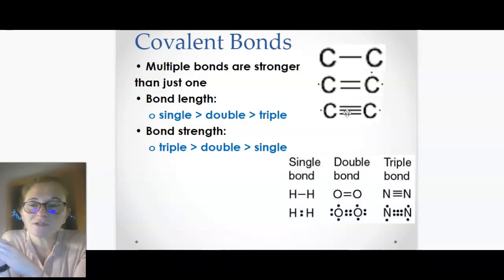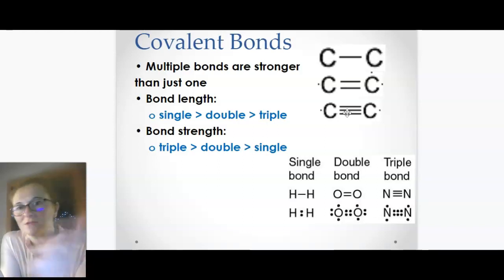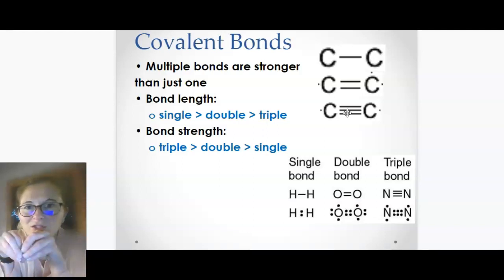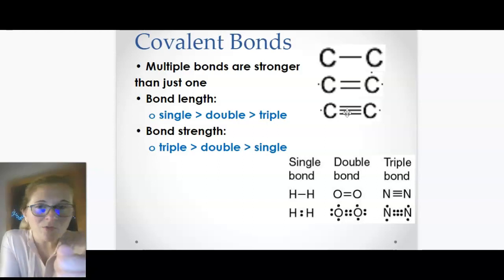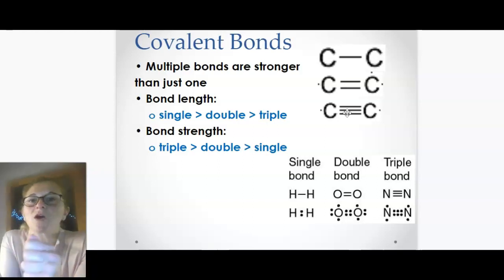And this just makes sense if you're holding one hand with a friend. That would be like a single bond. And if you started spinning around in a circle, it would be easy for you guys to break that bond and spin off. But if you're holding two hands, double bond, spinning around, it's going to be harder to let go and spin off. So just an example there.